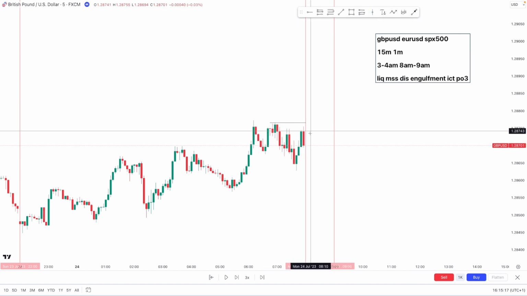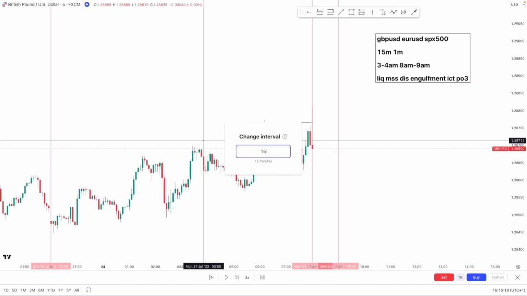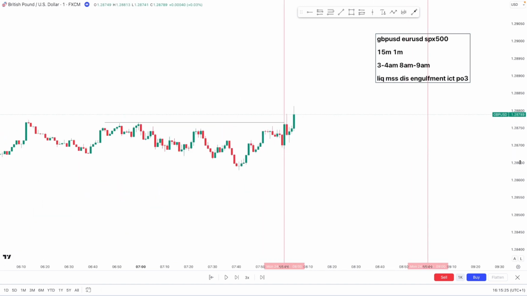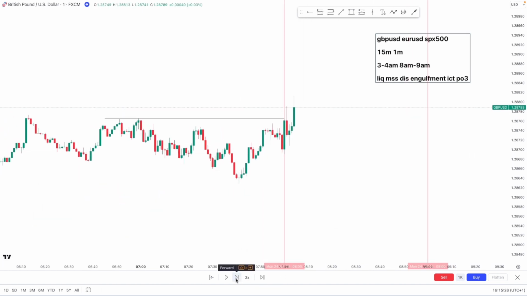So anyway, as soon as we got our trading time right over here, we're going to the 15-minute time frame. Now let's wait for a liquidity sweep. As you can see, we got this high right over here. The 15-minute time frame swept this liquidity. We go down to the 1-minute time frame. Now let's wait for a bearish engulfment candle after that.